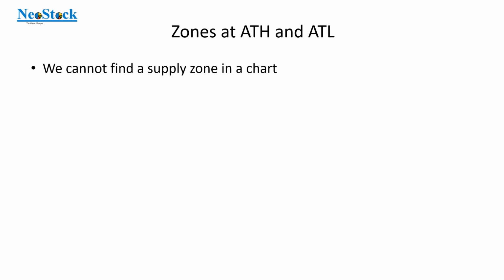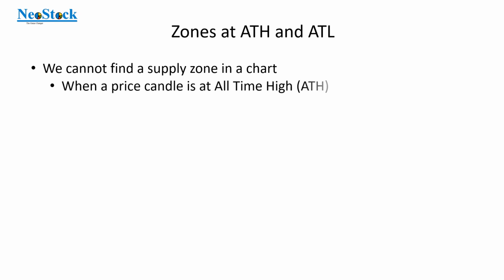So we cannot find a supply zone in a chart in two scenarios. One is when a price candle is at all-time high. The current price candle is at all-time high. When it reached the all-time high, what will happen? Before reaching the all-time high, all the existing supply zones in that particular chart will be violated, and then only prices will be reaching a new all-time high. So because all the existing supply zones are violated, you will not find any more supply zones in that particular chart.